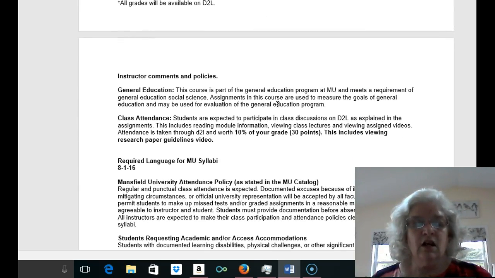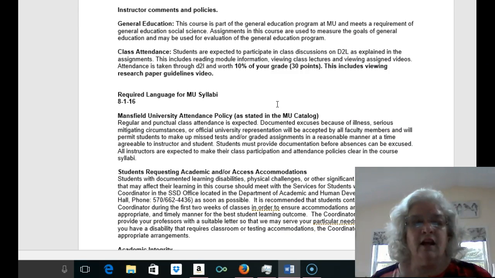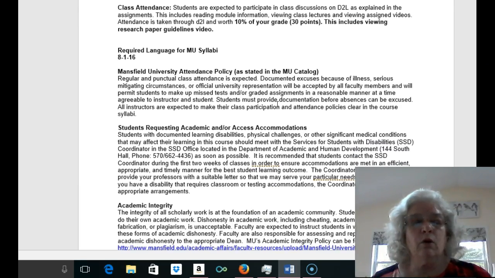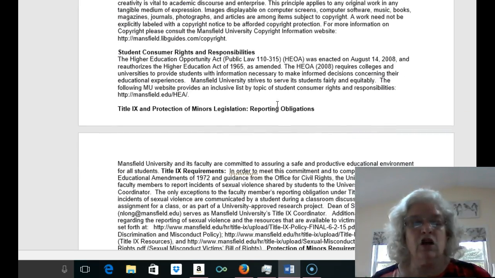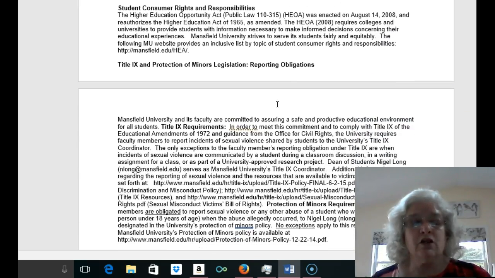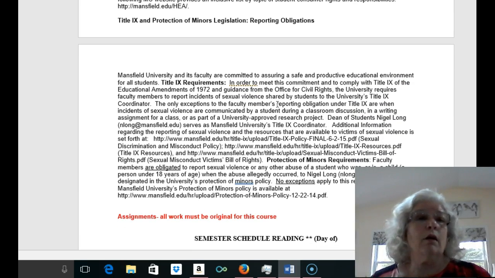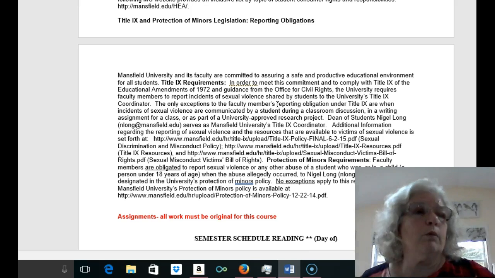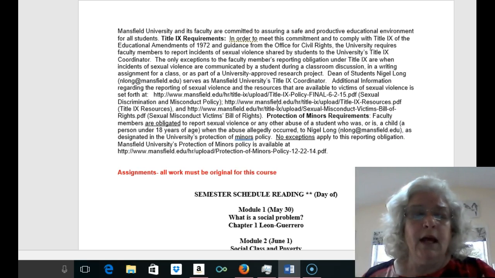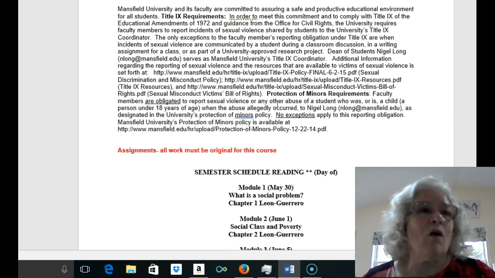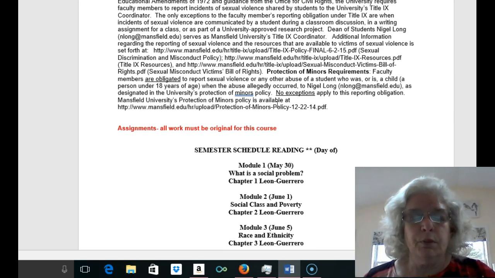Grading scale is here, and then the required language from the university. Remember, you have rights, and one of them we talk about here are Title 20 protection and protection of minors. And we'll talk about Title 20 in this class. It's part of the issues that social problems existed and the resolve for them, and yet Title 20 hasn't met all of the needs to come into place.